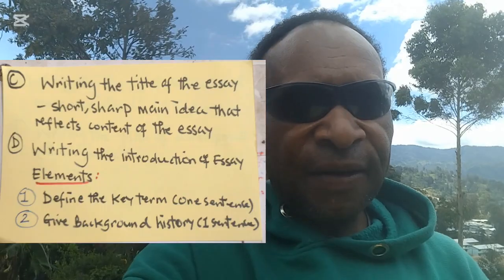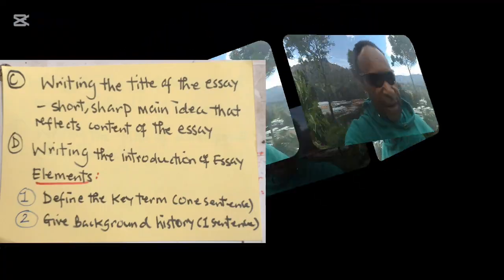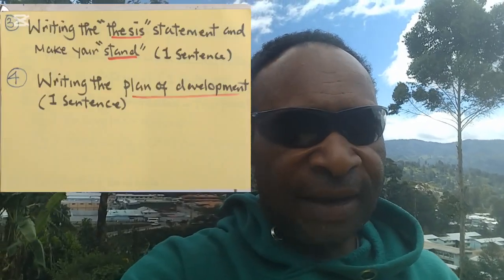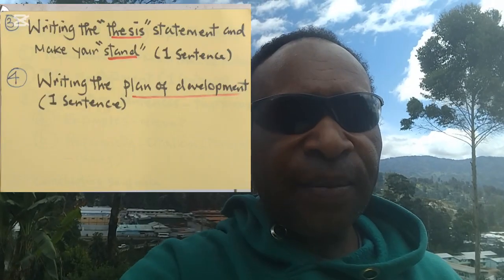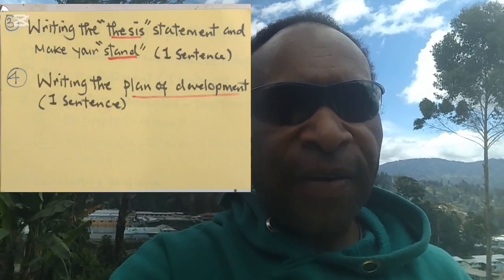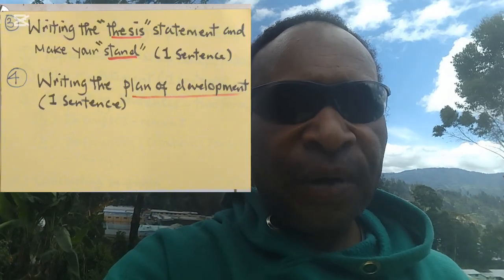That's number 1. Number 2 that you write in the introduction is you give a background history, at least 1 sentence. Give a history of the issue that they are giving you in the question. The third sentence that you are going to write in your introduction is what we call the thesis statement and making your stand clear. This is a very important statement. We call it the driver of the essay, or the main frame or main idea that you are going to write in the body. It's what we call thesis.